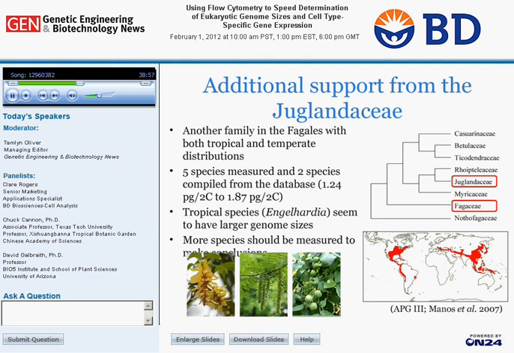And so far, we've measured 5 species, and 2 were in the database already, and so we now have a total of 7 species. So it's not an overwhelming amount of evidence, but it does seem, again, that the tropical species, which are represented in this genus Engelhardia, do seem to have slightly larger genome sizes. So this is good, additional support in another family. Next slide.